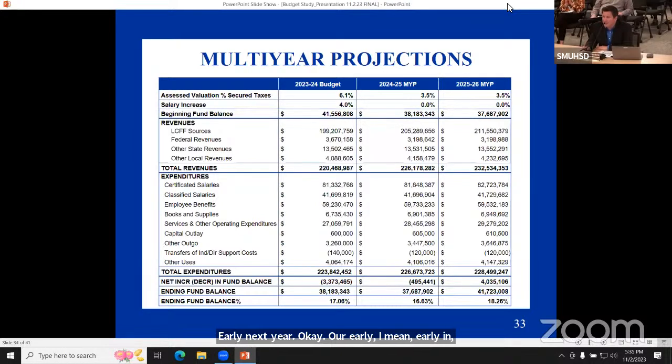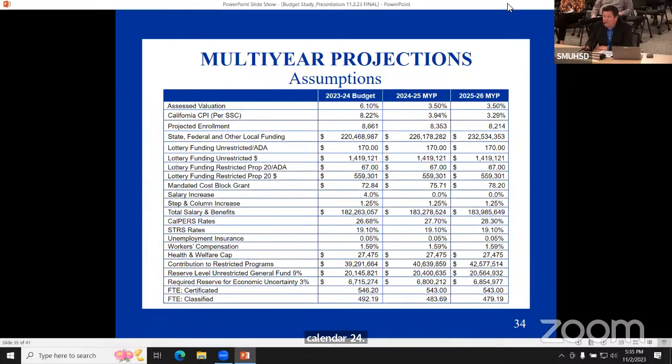Okay. Thank you. Yep. In terms of assumptions, I'll just hit on a couple real quick. Assessed value, where the adopted budget had about 6.1% in there based on the information at the time, which will be pretty close. We have 3.5% for the out years. Those have been relatively conservative estimates, but also not having a salary increase put in there is on the opposite side of that.